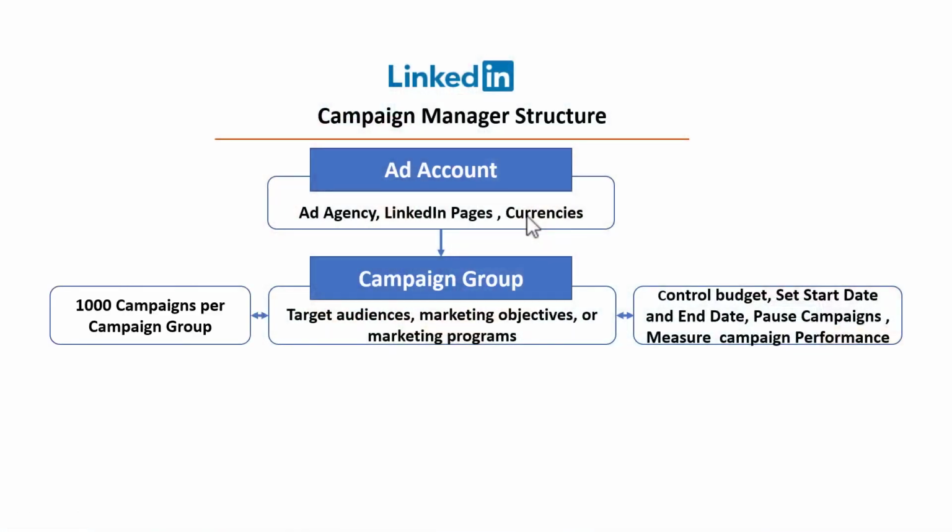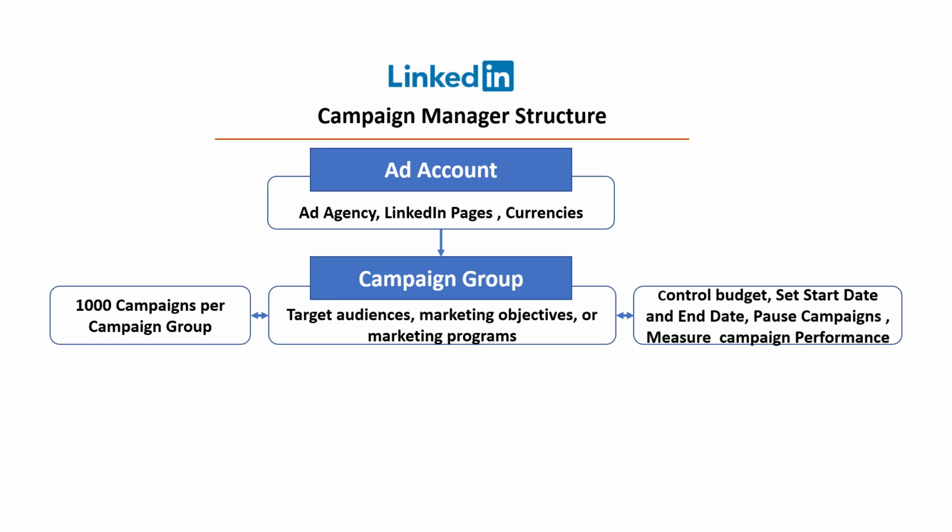Now, one important thing here, under one campaign group, you can create 1000 campaigns. 1000 campaigns per campaign group, but there is no limitation on how many campaign groups can be created. In simple language, when you combine 2 to 3 different campaigns, they can be put under one campaign group, so that you can control all these campaigns at a single point. You can set, as I already said, the start date, budget, end date, pause date for all the campaigns which are falling under the same group.